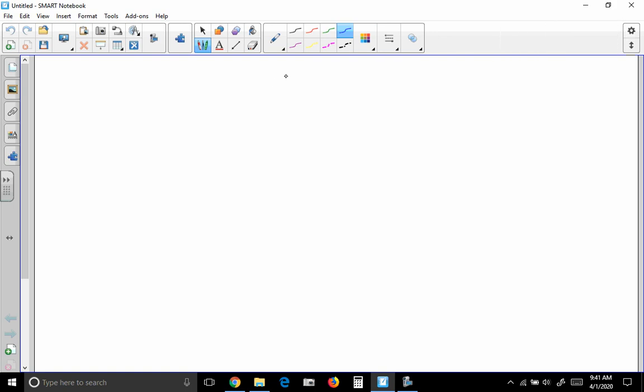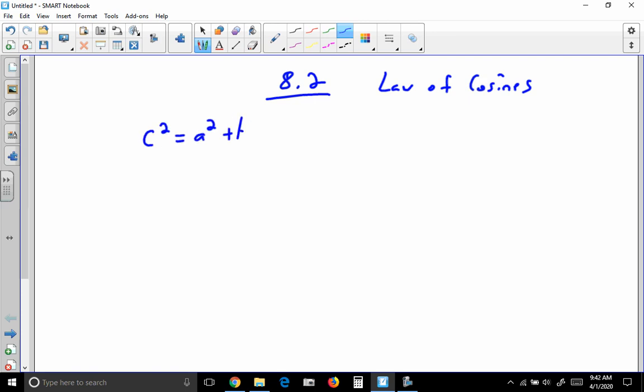So let's begin and let's work through some examples from 8.2. So 8.2 is on law of cosines. Just as a reminder, law of cosines is c squared equals a squared plus b squared minus 2ab cosine of angle C. Now there's nothing significant about the letters A, B, and C.